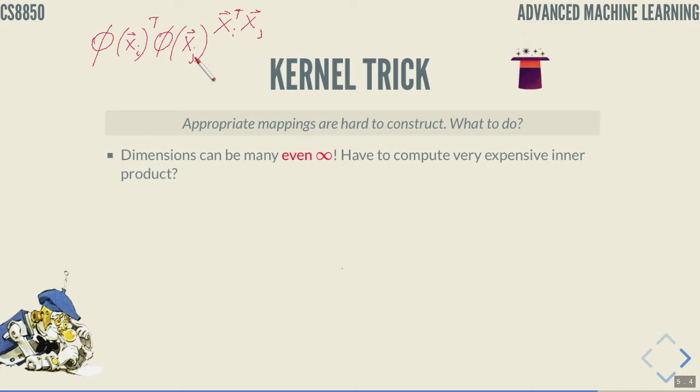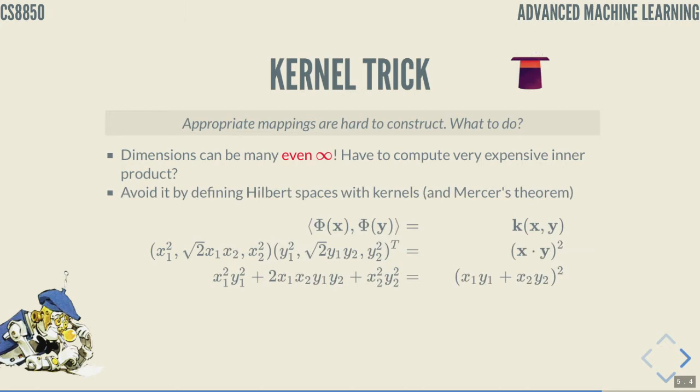What if this feature mapping is into an infinite dimensional space? And by the way, the radial basis kernel does map into infinite dimensional space, and you can see this if, when you have time, you try to decompose that kernel into Taylor bases. So we can avoid first mapping into feature space and then computing the kernels by defining Hilbert spaces with kernels and using Mercer's theorem, which will be next on the next slide.